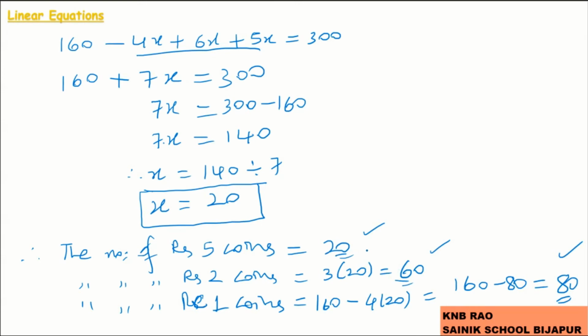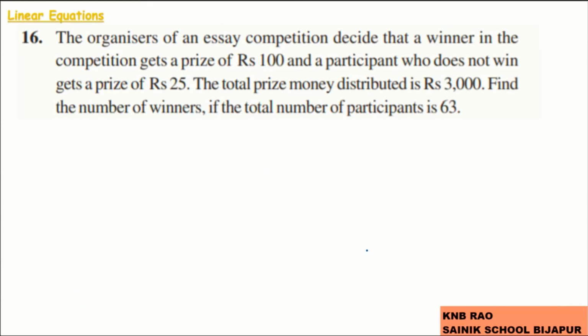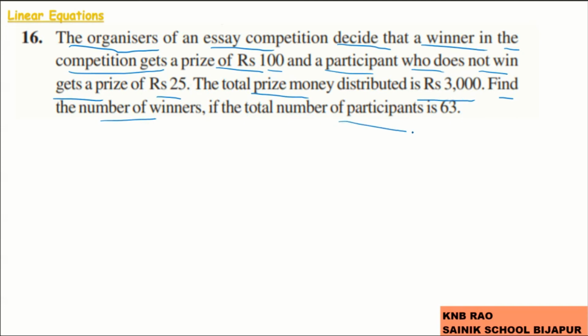Now coming to the question number 16th. In question number 16th, we have the organizers of an essay competition decides that a winner in the competition gets a prize of rupees 100 and a participant who does not win gets a prize of rupees 25. See students, in this question the total prize money distributed is given and we need to find the total number of winners if the total number of participants is 63.